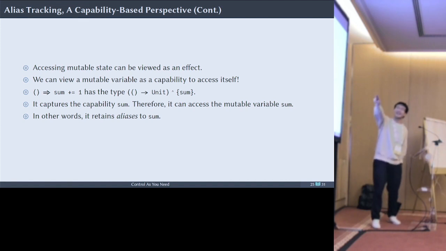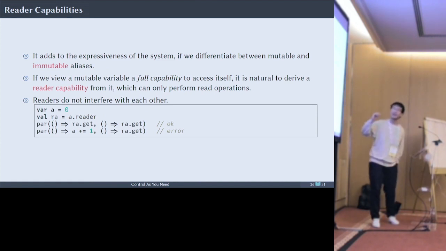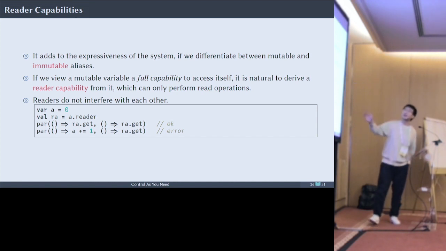For instance, again, this closure is incrementing sum, which is some mutable variable, by 1, and it captures sum. We can view that it retains the capability sum, which is a capability to access or mutate the mutable variable itself. And so it's returning an alias to sum. Why this perspective matters is that if we view a mutable variable as a full capability to access itself, it is really natural to have a capability derived from this full capability to be just the reader capability, which models the read-only access to a mutable variable. And this is how reader capabilities work in our system.